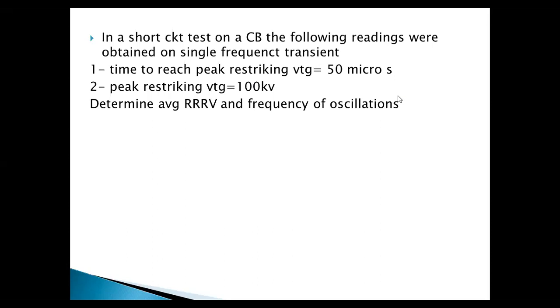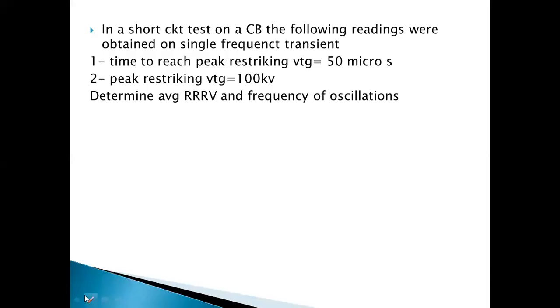Okay, so how to find this? Here the direct data is given. In the short circuit test on the circuit breaker, the following readings were obtained on single frequency transient. The time to reach peak striking voltage, 50 microseconds, is given, and the peak striking voltage is also given. So we have to find the average RRRV. What is the formula to find the average RRRV?